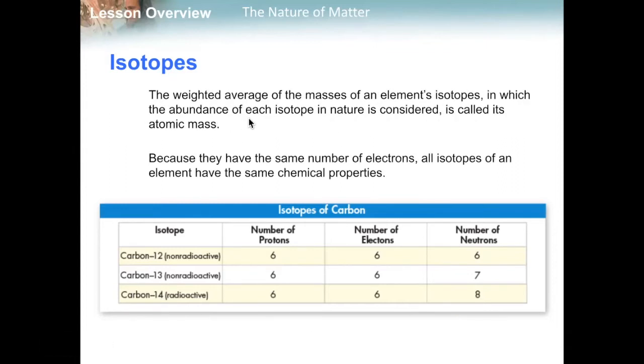The weighted average of the masses of an element's isotopes, in which the abundance of each isotope in nature is considered, is called its atomic mass. Because they have the same number of electrons, all isotopes of an element have the same chemical properties.